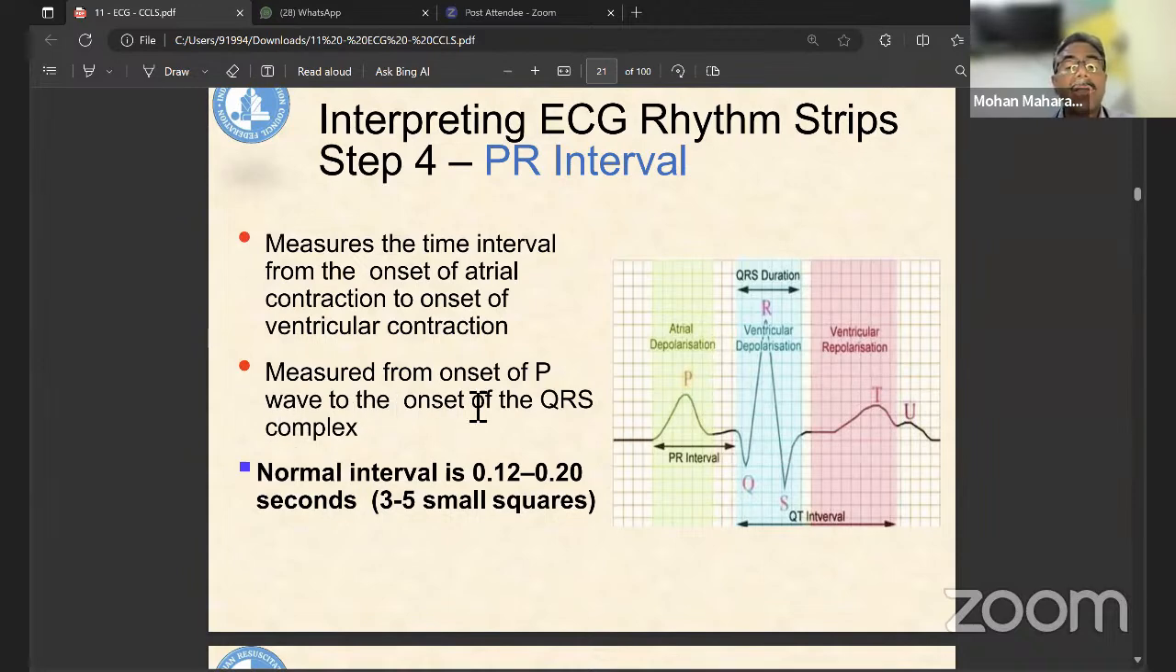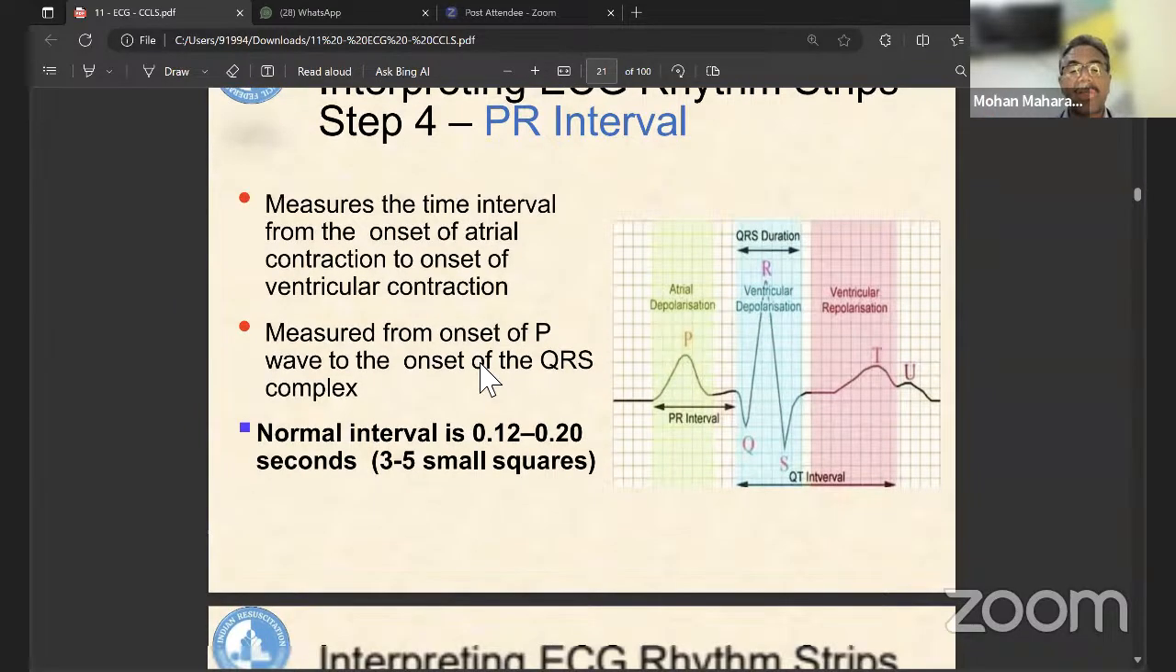It is measured from the onset of the P wave, where the atrial contraction starts, to the onset of the QRS complex, where ventricular contraction starts. This is called the PR interval. Please understand that it has a lot of implications: drug toxicity, problems, and whether we want to give pacing all make a difference. So you need to understand that the interval should be between 0.12 and 0.2 seconds only.